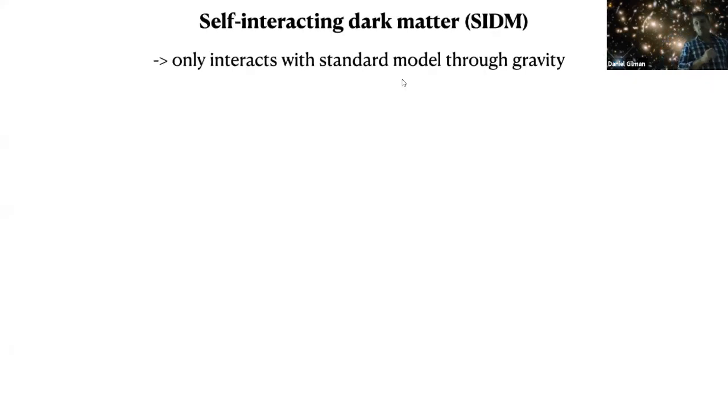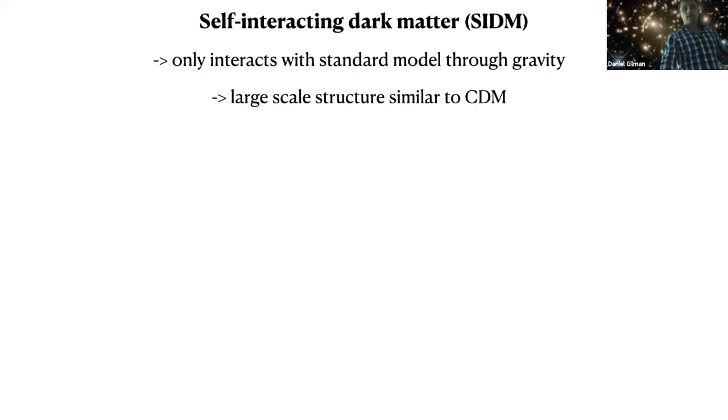So what do I mean by self-interacting dark matter? When I talk about self-interacting dark matter, what I have in mind is something that only interacts with the standard model through gravity, or if you like, it has such a weak interaction with the standard model that you'll essentially never detect it, okay? So this is like the worst case, the nightmare scenario, I think, for the LHC or direct detection, right? Like you might never see this in a collider or in a direct detection experiment. It must give a large scale structure of the universe that is similar to cold dark matter, okay?